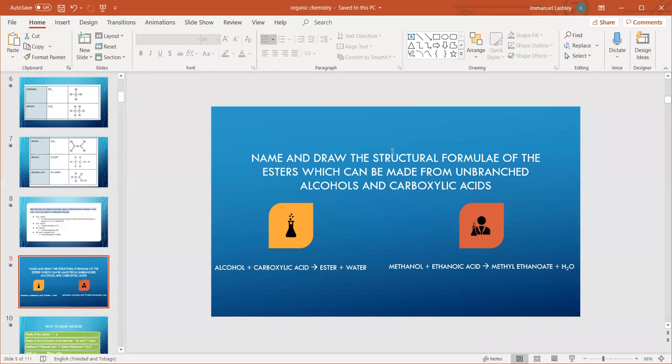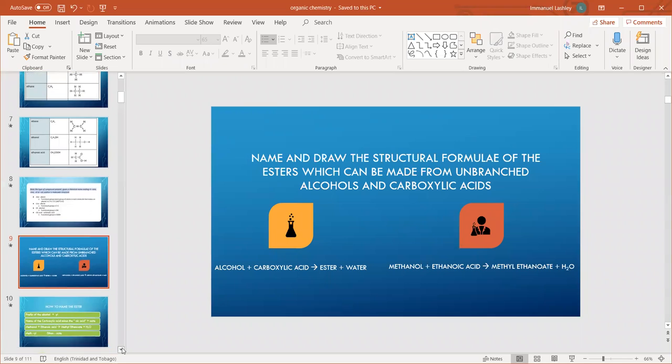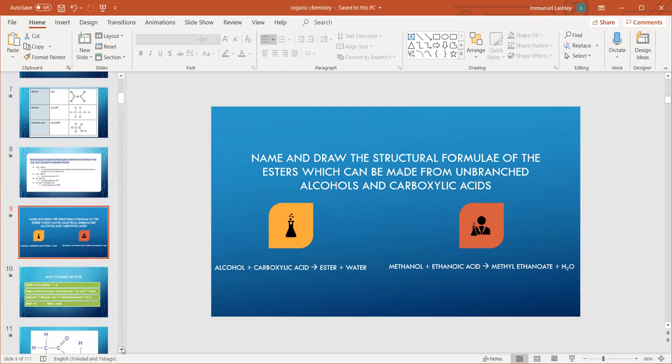So you could have what is called methanol, for example. Methanol is an example of an alcohol. Methanol plus ethanoic acid would give you methyl ethanoate plus water. An alcohol plus a carboxylic acid gives you an ester plus water.